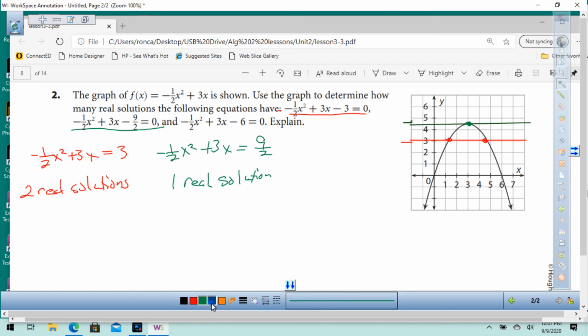Let's try this one here. We're going to add 6 to both sides, and we get negative 1/2 x squared plus 3x equals 6. And up here we graph a line on y equals 6. And we get no real solutions. Or 0 real solutions, however you want to say it.